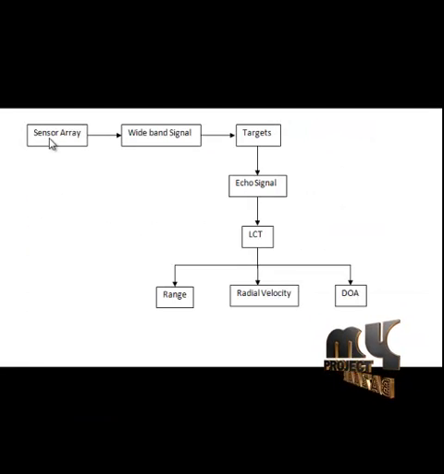Let me discuss the flow of the process of multiple target localization using wideband echo chirp signal. In this process, initially the wideband signals are generated from the sensor array. Here we are not using the sensor array. We are creating the wideband signal by using some random functions.